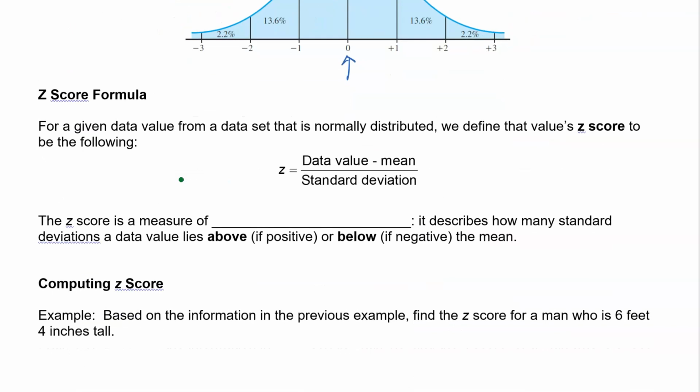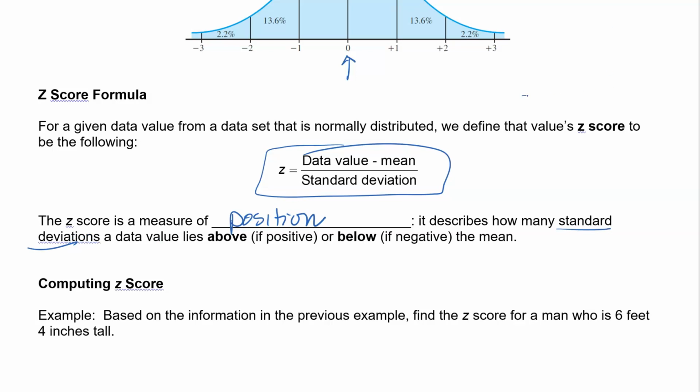And there's a formula for Z-score. It's pretty simple. There are 3 numbers involved, and the formula is right here. You take the data value minus the mean, divided by the standard deviation. The Z-score is a measure of position that tells us how many standard deviations a data value lies above (positive) or below the mean.